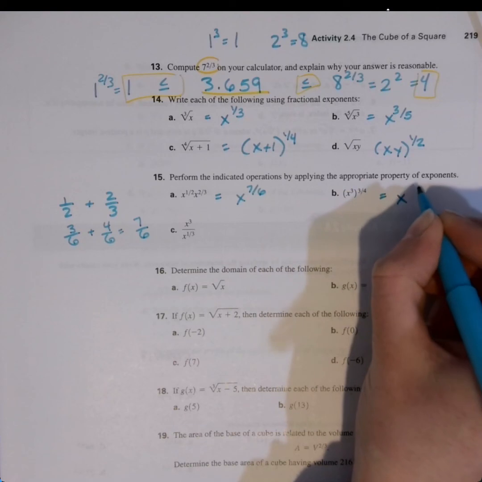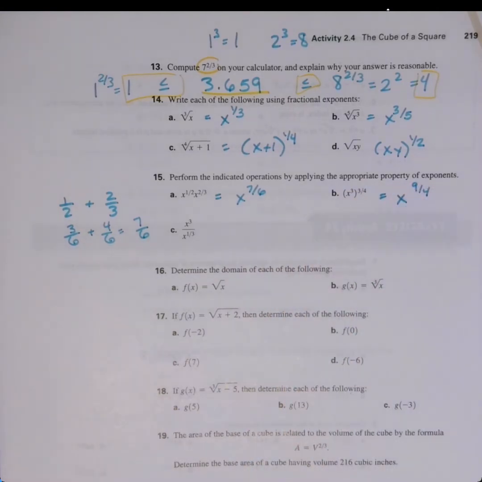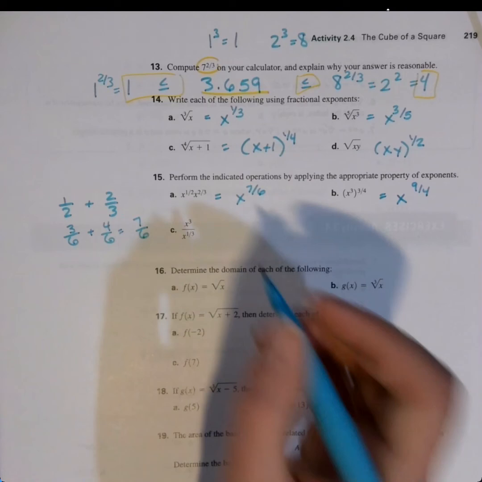This is going to give me x to the 9/4. You can double check that. Take 3 times 3/4. You should get x to the 9/4. And then over here, those two powers are going to subtract.